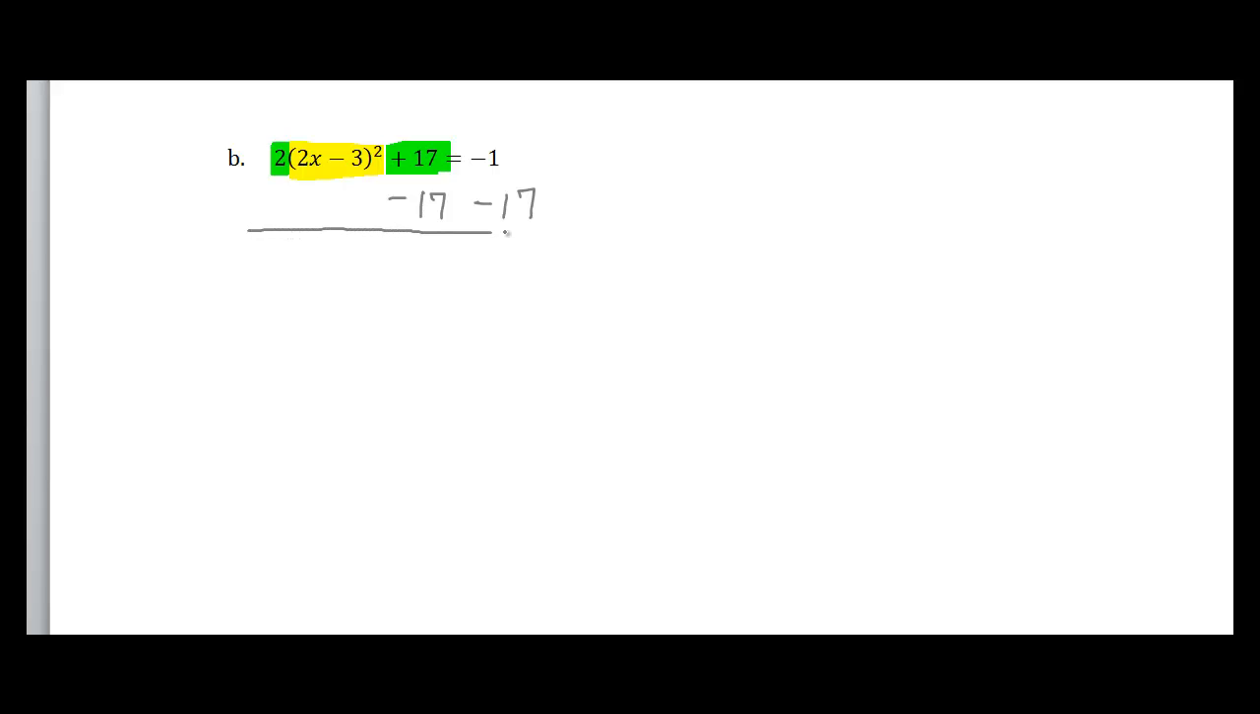All right, so I have a negative 17. I'm applying that to both sides. And so I get negative 1 minus 17, which is negative 18. Now, what I do not want you to try to do is to distribute here, all right? I don't want you to distribute because this is not a distributive property.